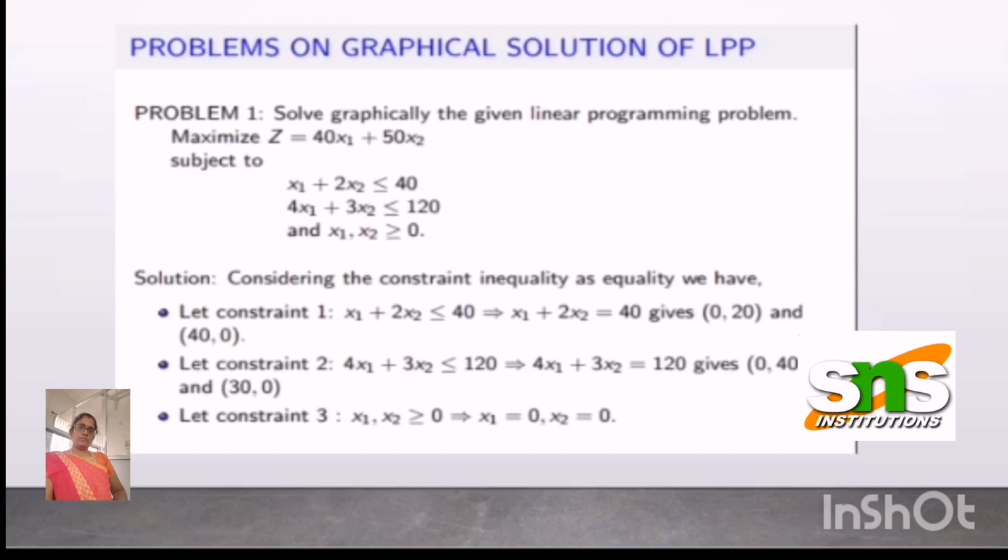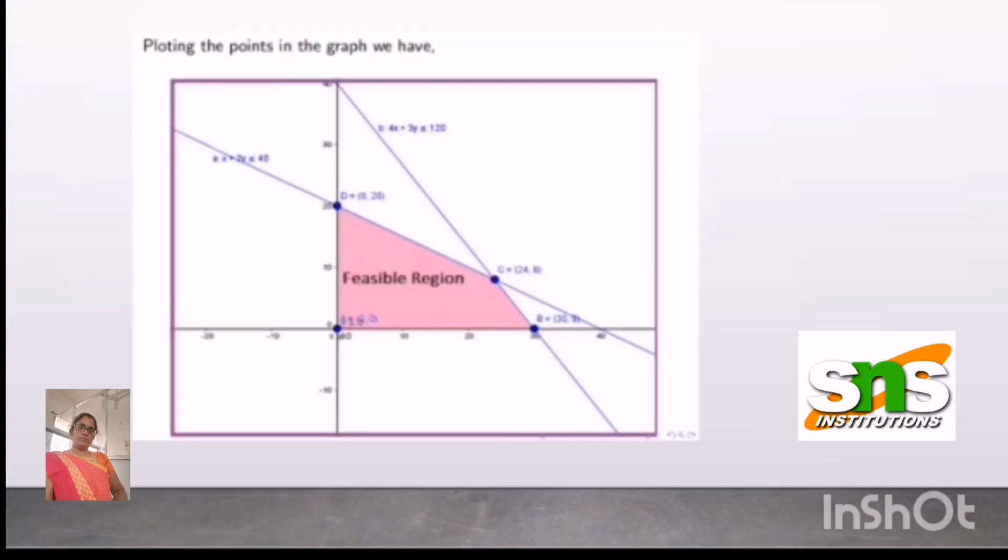The third constraint is x1, x2 ≥ 0. This is non-negativity: x1 = 0 and x2 = 0. We use these two axes for this graph. Now we draw the graph for this. The two lines intersecting, the two constraints being less than or equal, therefore we get the feasible region. The pink color is the feasible region. The corner points of the feasible region are (0, 0), (0, 20), (24, 8) and (30, 0).